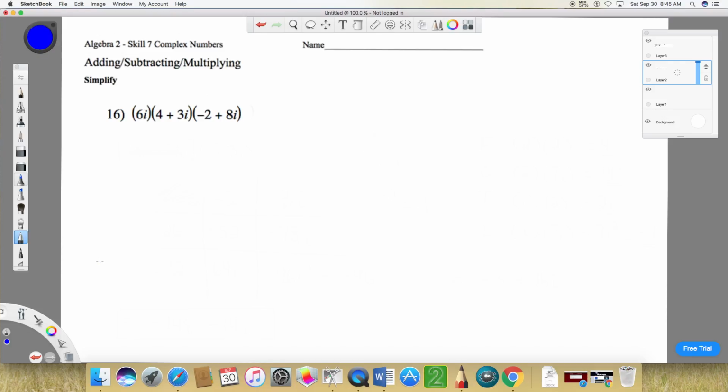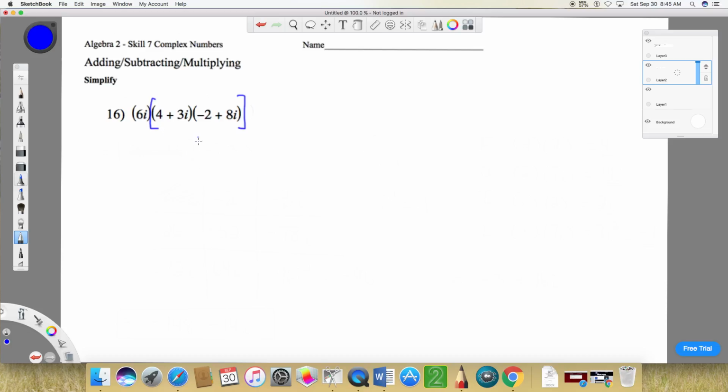They're wanting us to simplify this multiplication. We've got three factors. Now remember, with multiplication, we can multiply in any order that we want. So what I'm going to do here is multiply my binomials together and then take the 6i and distribute it through my answer.